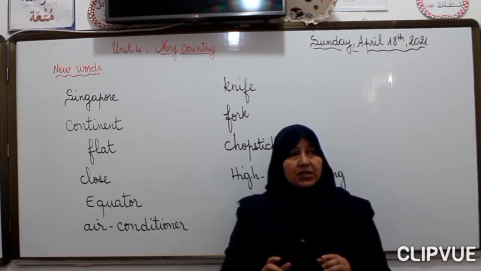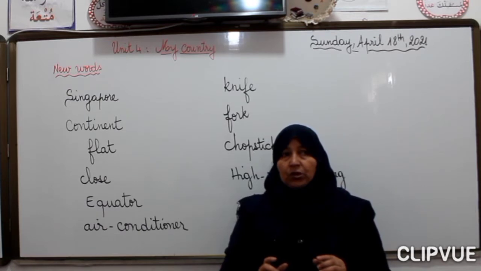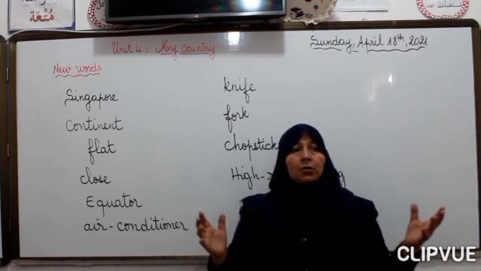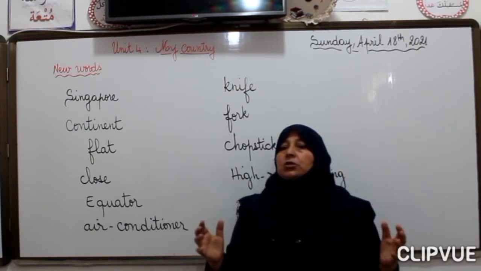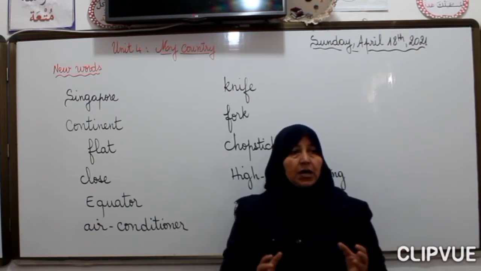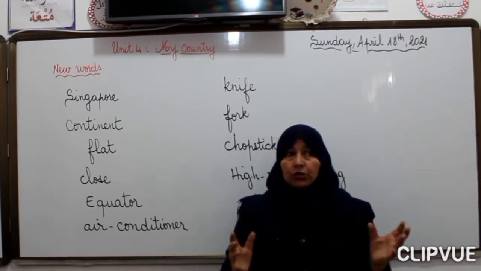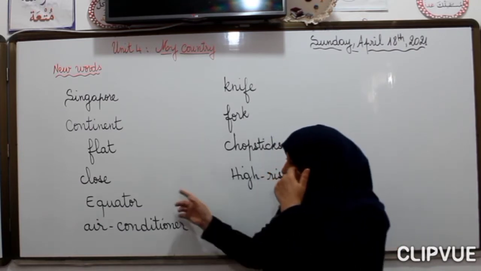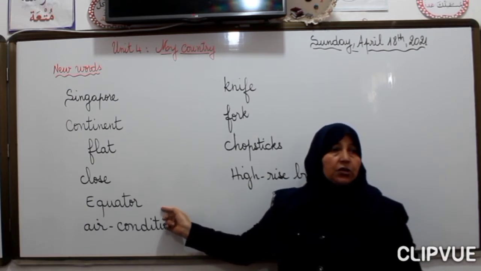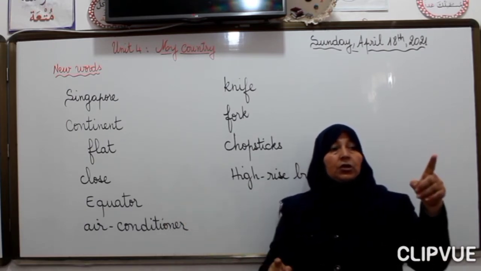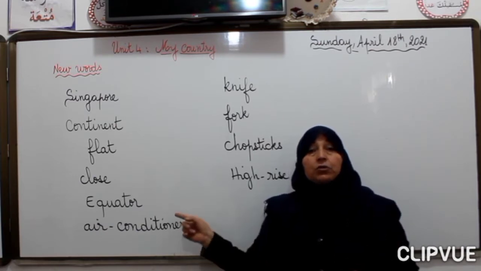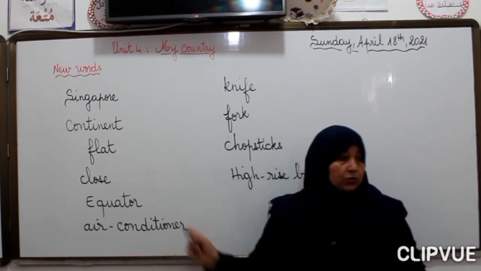Close. Do you know what close is? For example, I say, my school is close to my house. Near. Yes, near. Do you know what near is? Good. Near the equator. Equator. Ecuador is a country. Equator. Okay?